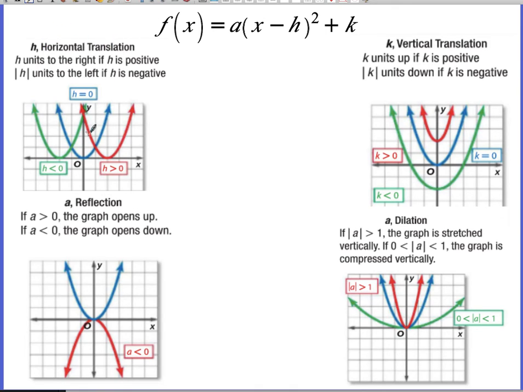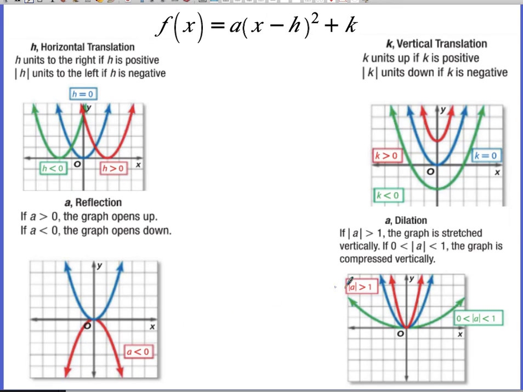H gives us our horizontal translation, left or right. K gives us our vertical translation, up or down. A gives us our dilation, so we're either stretching it out, making it wider, or we're making it narrower, stretching it out, making it taller. So we're either stretching it vertically or compressing it vertically. And then the thing that we didn't really talk about, but we have talked about before in the past, you know that if A is negative, then it's going to flip it over.